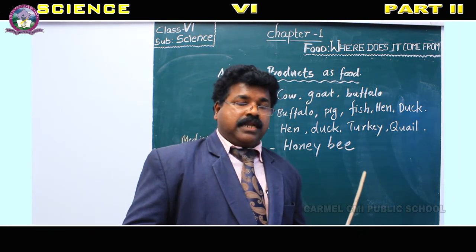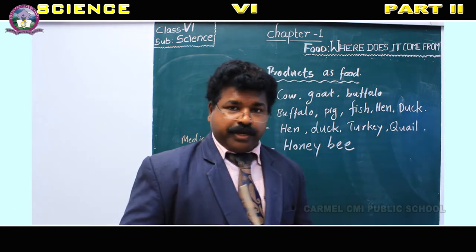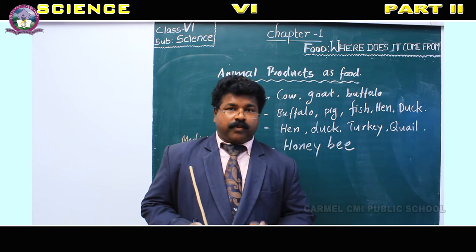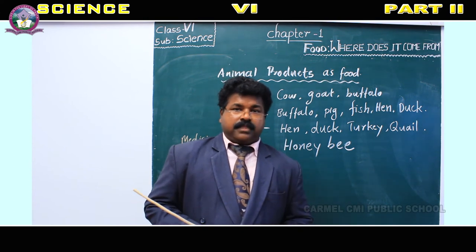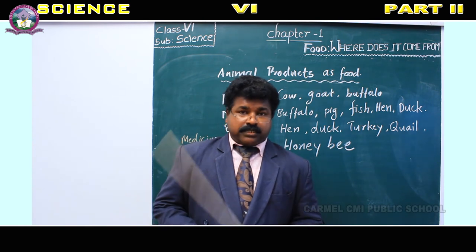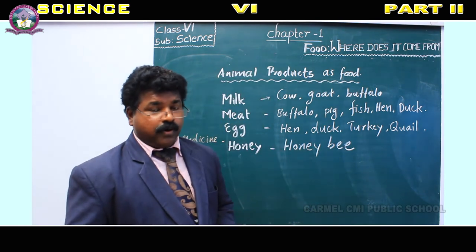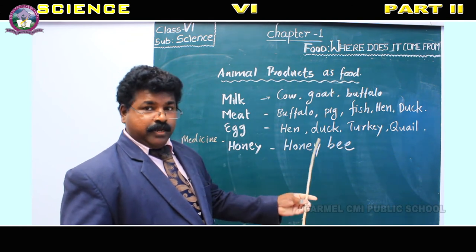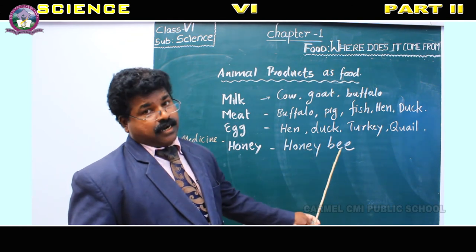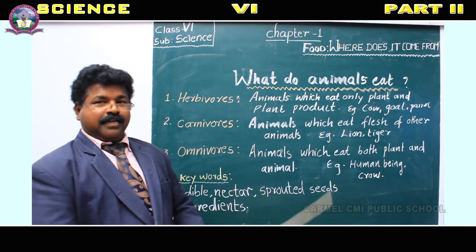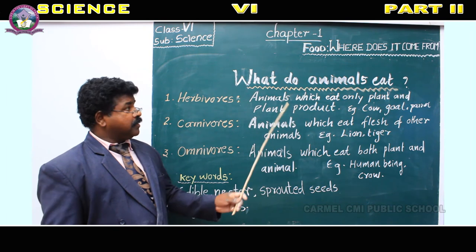You know that flowers are available for us only for a short period of time, a particular season of the year. Afterwards, the flowers will not be available for us. But during the off season also, honey will be made available for us by a very useful insect, that is honeybees. Dear students, this is the last topic of our chapter.